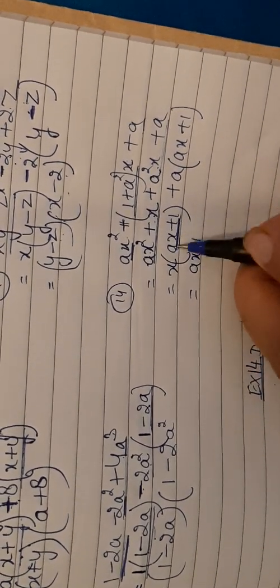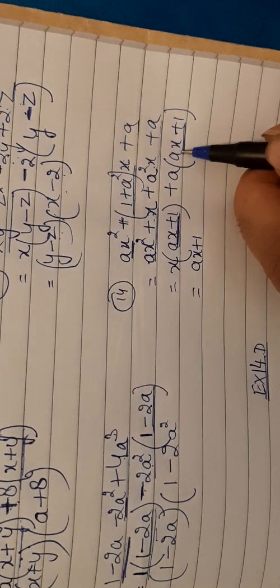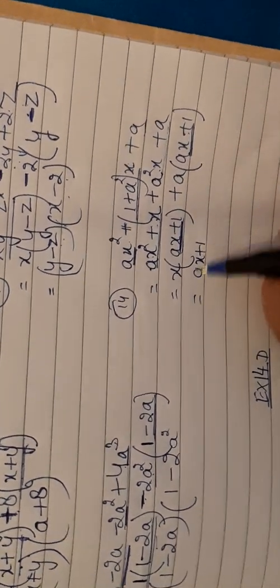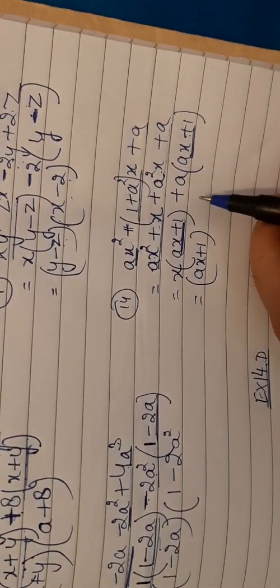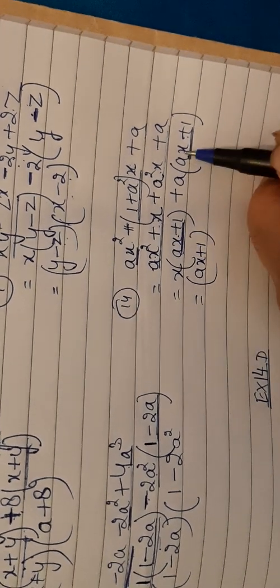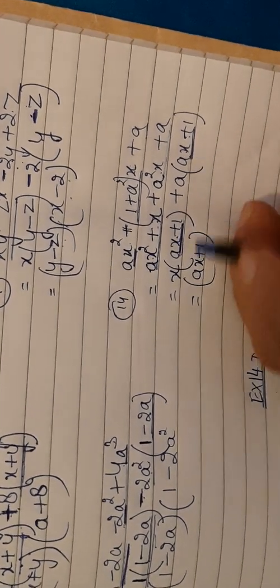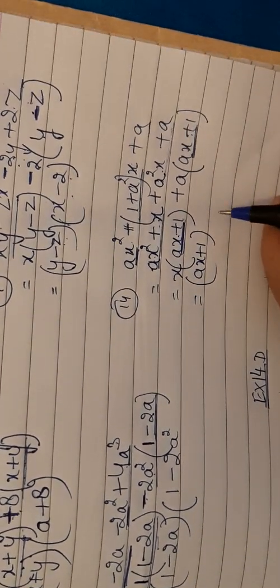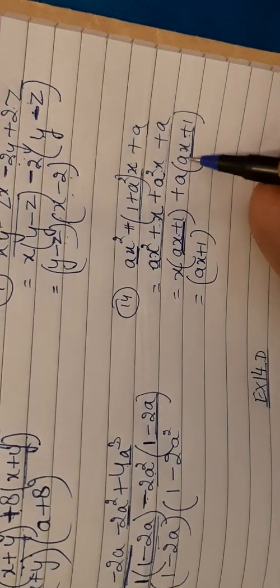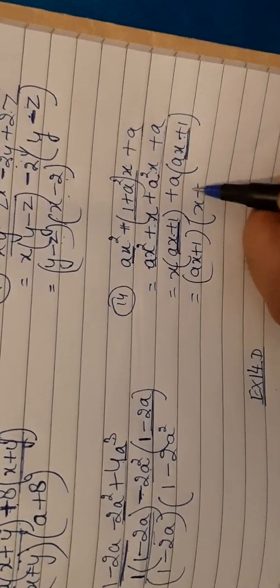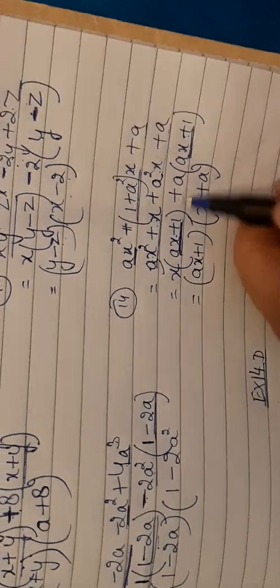That is why I am telling you that these 2 should be the same. If they are the same, then again they can be taken common. If these 2 binomials are different, then we cannot factorize further. So ax plus 1 is taken common, and you will be left with x plus a. This x and this a.